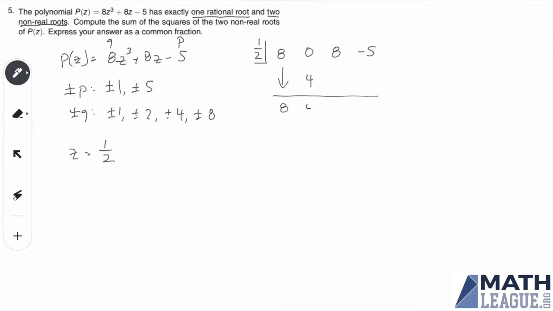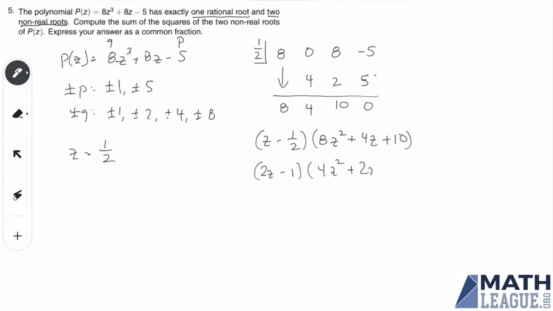The remainder, 10, 5, should give you 0. So we have z minus 1/2 times 8z squared plus 4z plus 10. And we can rewrite this in a more factored way. We get 2z minus 1 times 4z squared plus 2z plus 5. So we know that this gives us z equals 1/2.